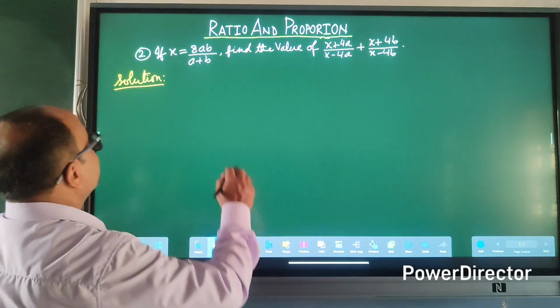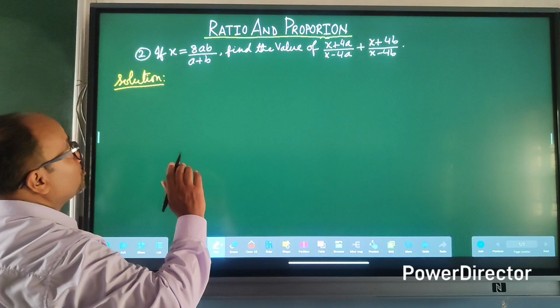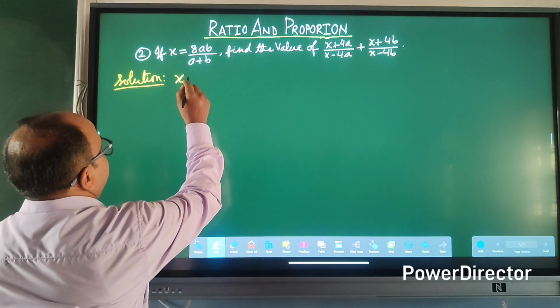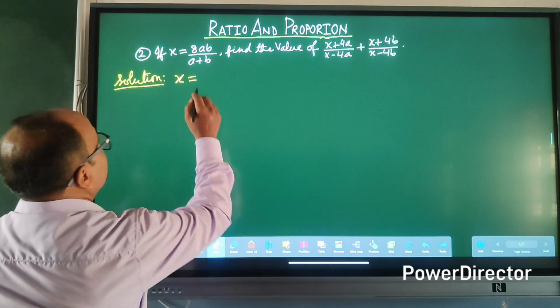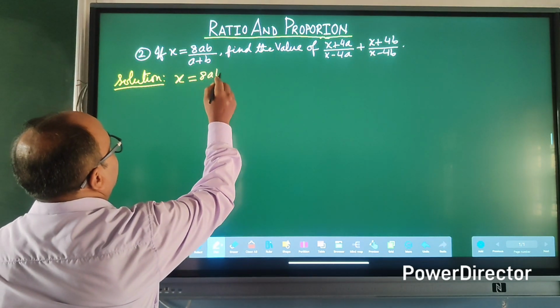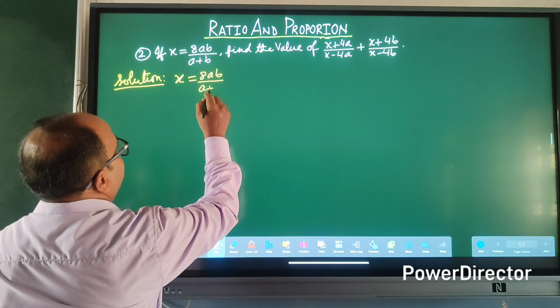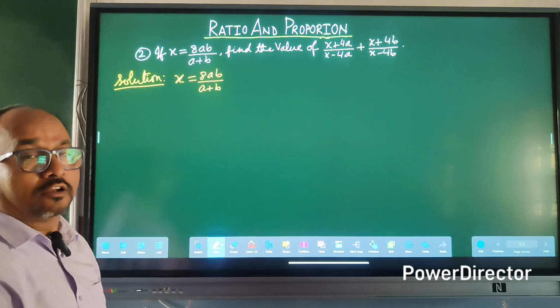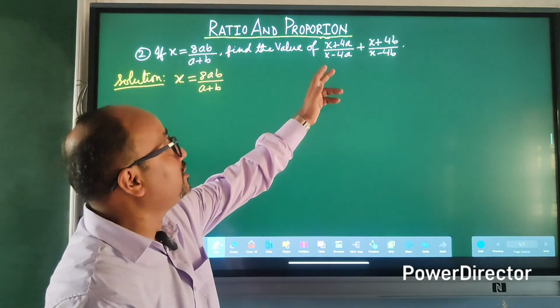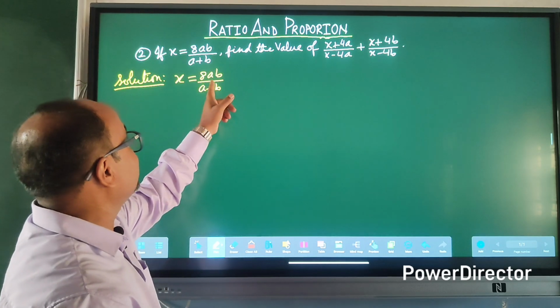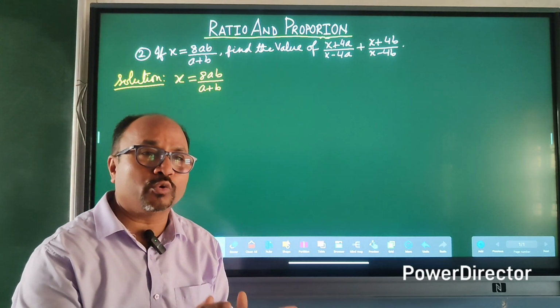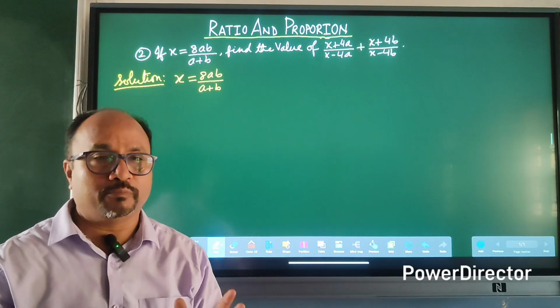So we are given this value, x is equal to 8ab by a plus b. Okay. Now from here we have to get these two parts' values. So if it is x plus 4a, this 8ab is like 2 into 4 into a into b.